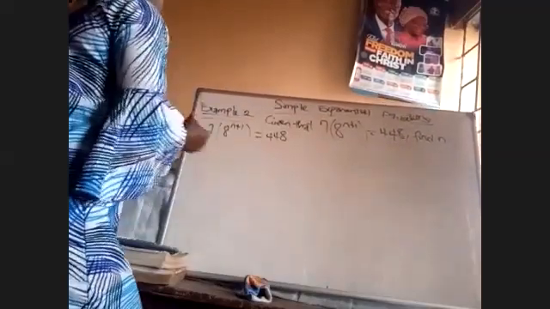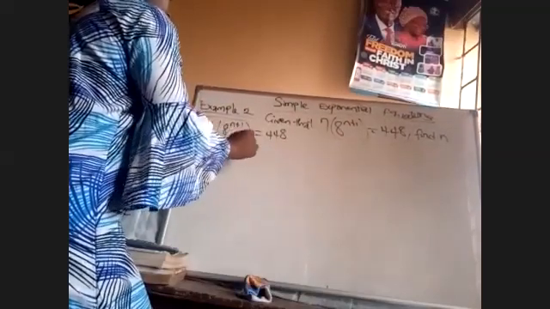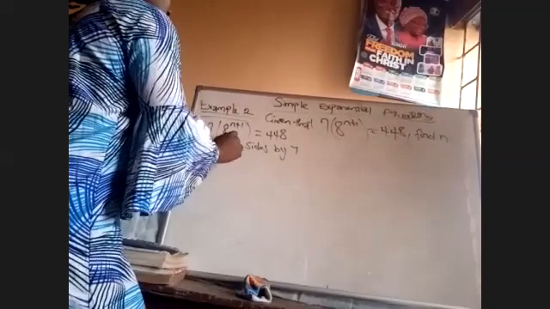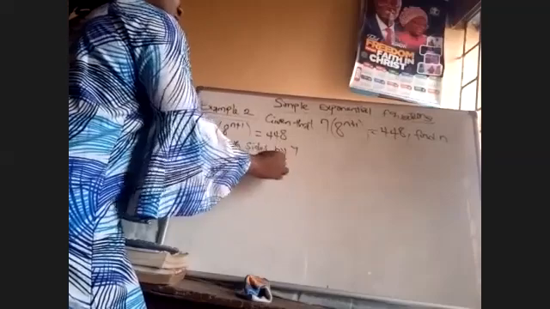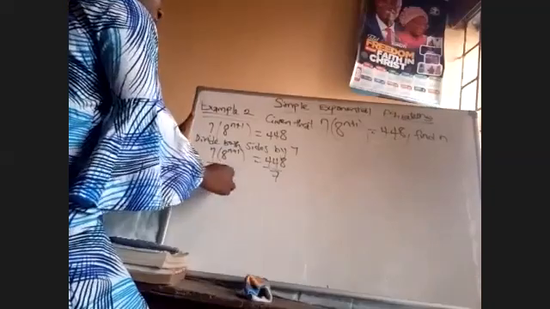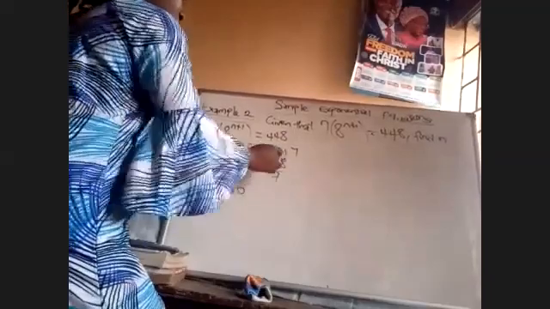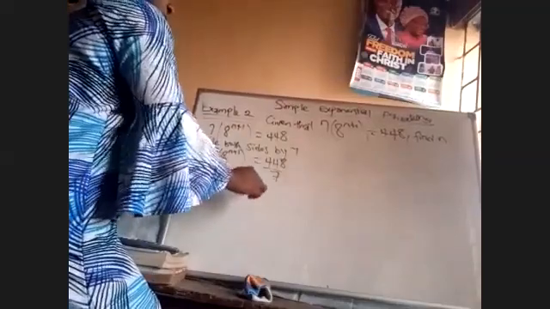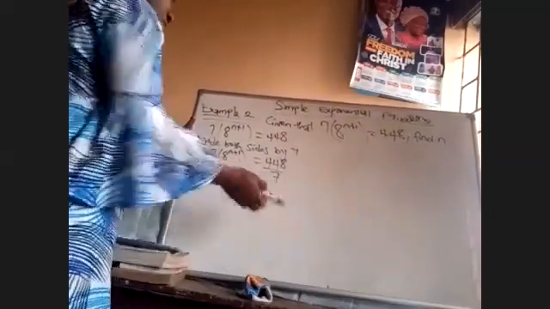Like we did in the other one, the first thing to do is we divide both sides by 7. So we have 7 into 8 raised to power n plus 1 over 7 equals 448 over 7. Dividing this by 7, we have 8 raised to power n plus 1 equals 448 divided by 7. 7 in 44, we have 6. Remember 2, 7 in 28, we have 4. This is 64, and 8 raised to power n plus 1 equals 64.